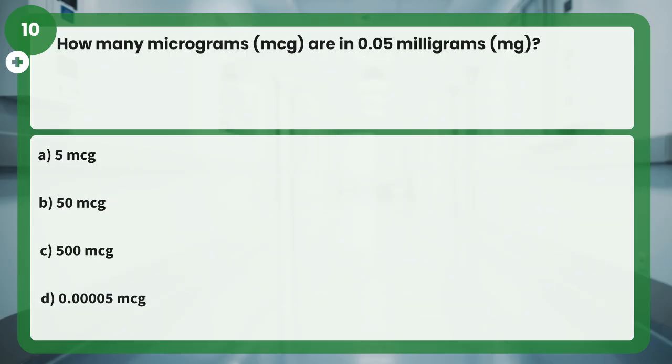Question 10. How many micrograms, mcg, are in 0.05 milligrams, mg? A. 5 micrograms. B. 50 micrograms. C. 500 micrograms. D. 0.00005 micrograms.